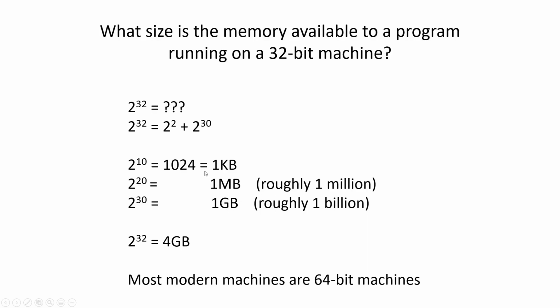And I'm saying roughly because I ignored the 24 here when I got to a million. I just said 1,000 times 1,000 is a million, and it's a little more than that. All right, so I'm coming back to this. I've got 2 raised to the second power is 4, and 2 to the 30th is 1 gigabyte. So that's approximately 4 gigabytes of memory, which is all that's available on a 32-bit machine.